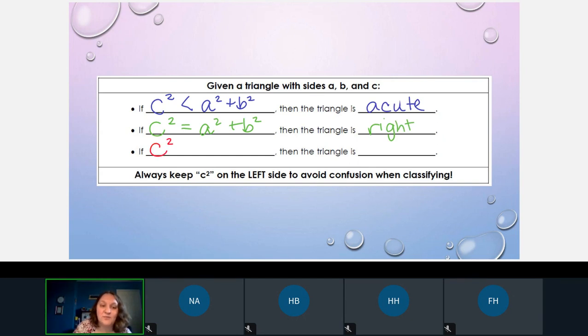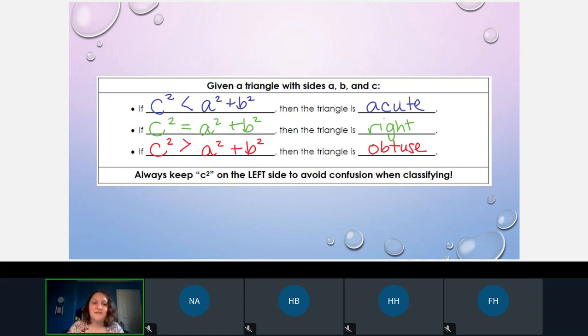And if c squared is greater than a squared plus b squared, then your triangle is, you've probably already guessed it, obtuse. This is why I was starting with c squared, because when I think of acute, I think of less than 90, so I can associate that less than symbol with my acute. And when I think of obtuse, I think of greater than 90, so I can think of my greater than symbol to go with obtuse.